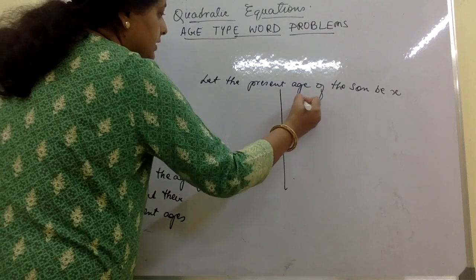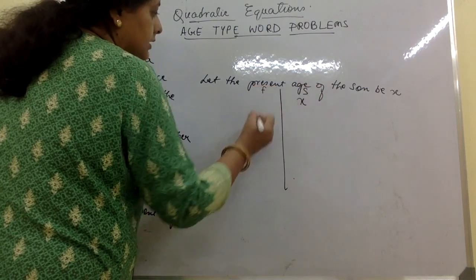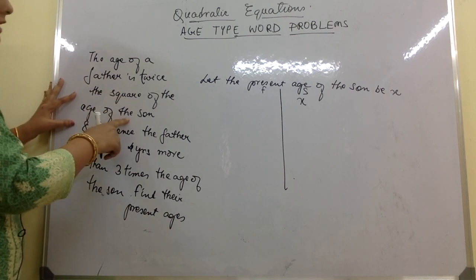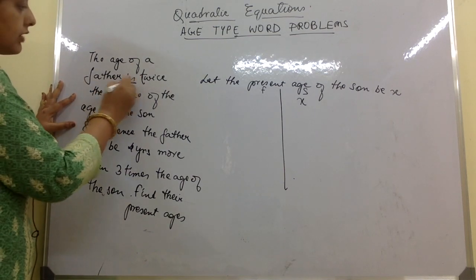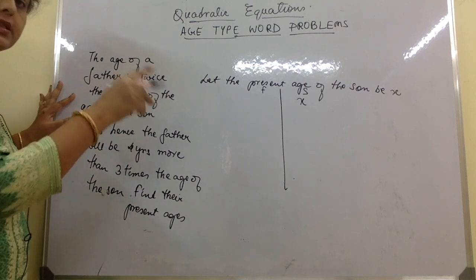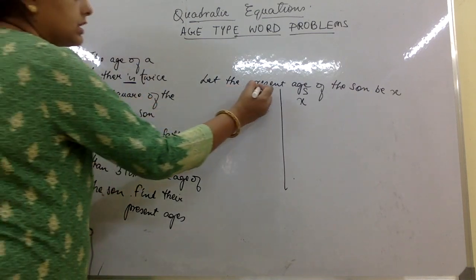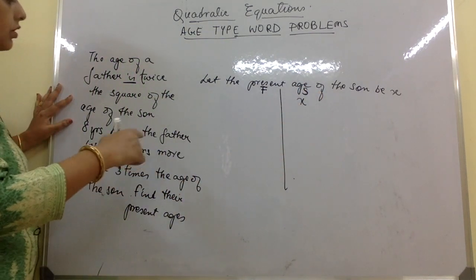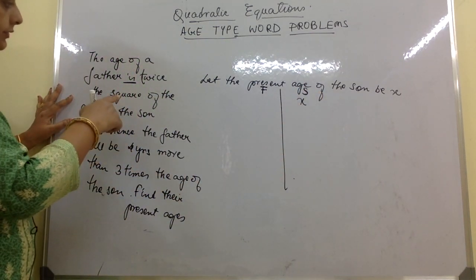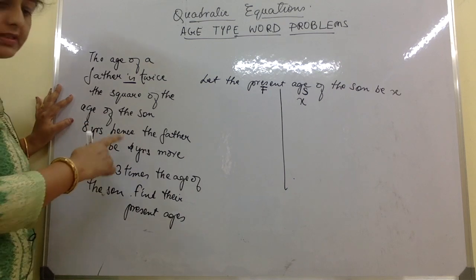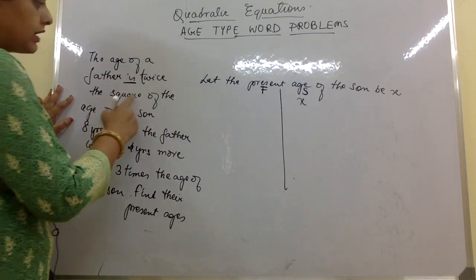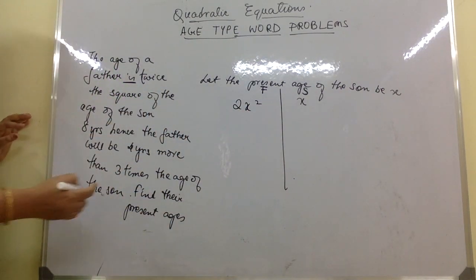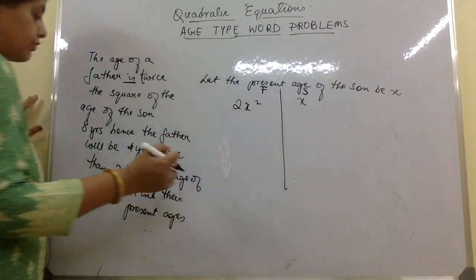Okay, present age of son is x and father is, we don't know, and is twice the age of the son. Now you have to look for the word 'is', it means they are talking about present age only. So this is for father and this is for son. So present age of the father is 2 times the square of the age of the son. Remember, it is not bracket and then square.